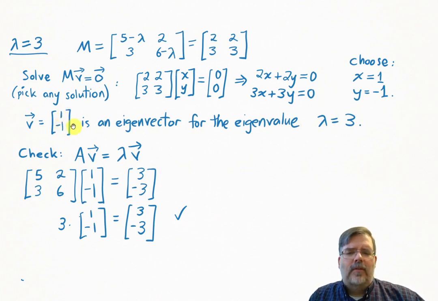Right, this wouldn't work for lambda equals 8. This is dependent on this eigenvalue. And checking, again we multiply the original matrix A times our eigenvector. In this case we get 3, negative 3. And then we do the scalar multiplication with this eigenvalue, and we get the same result. So we're confident that this solution is also correct.